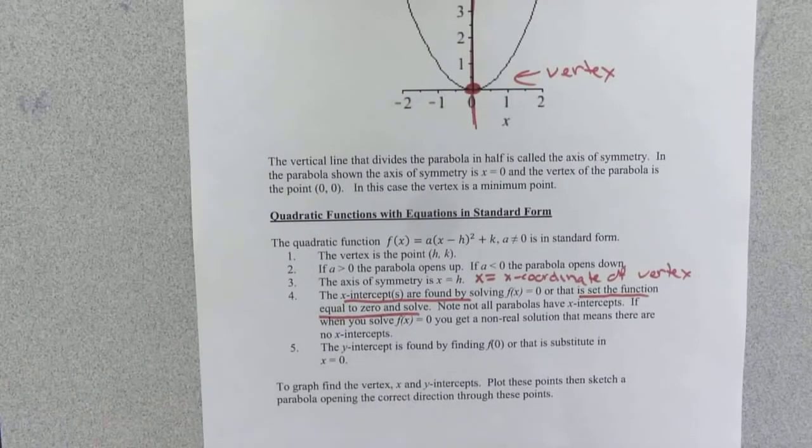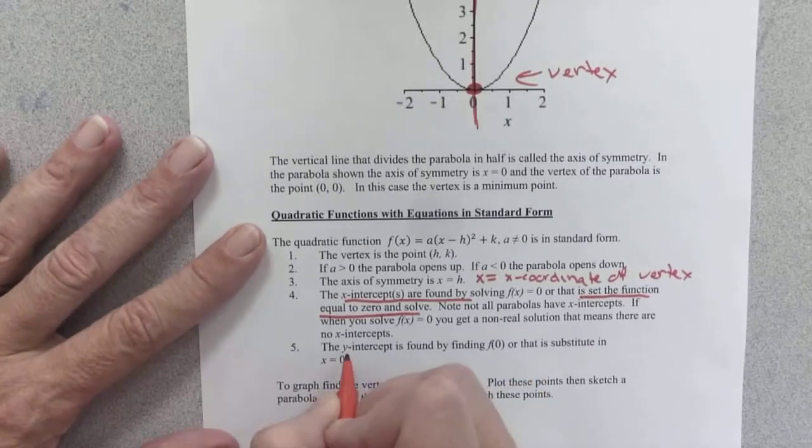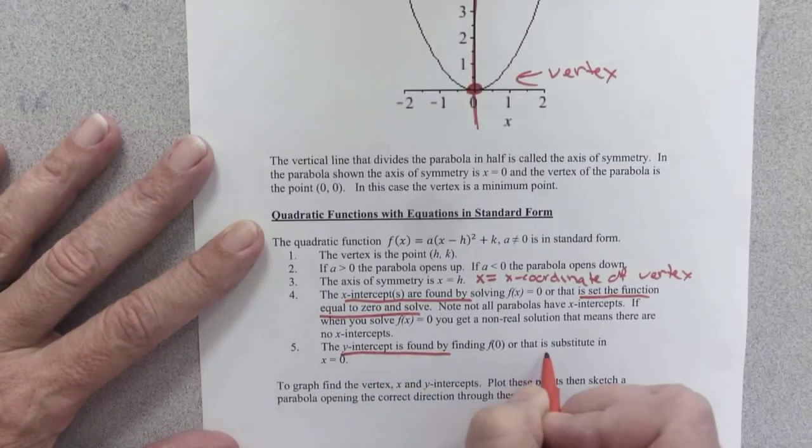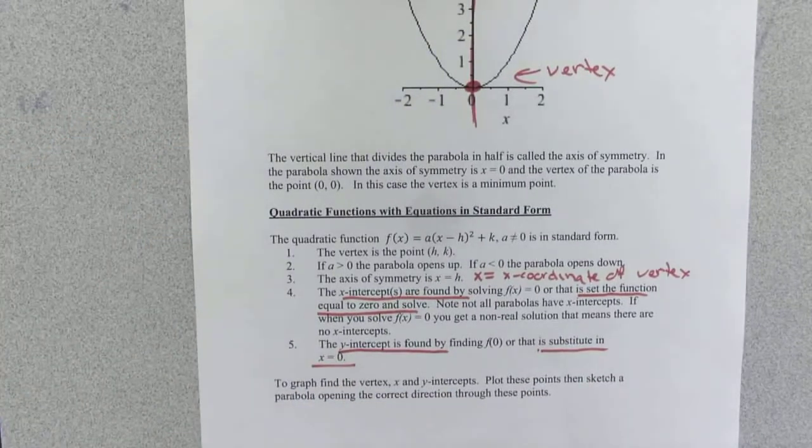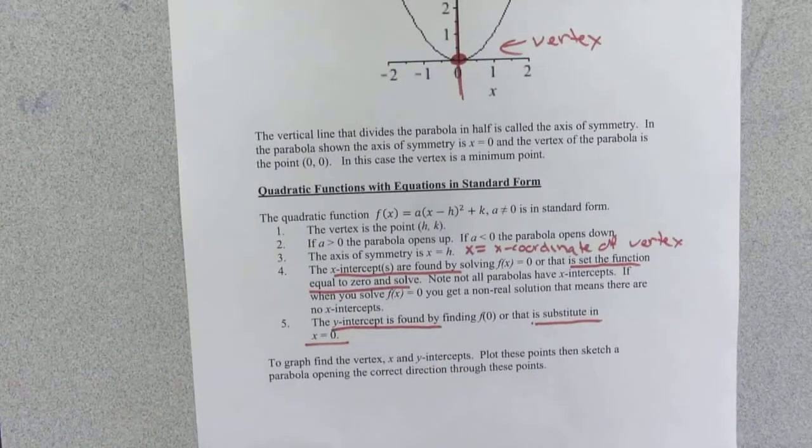And lastly, the y-intercept is found by finding f of 0, or that is by substituting in x equal 0. So there are the things we need to remember. To graph, find the vertex, x and y intercept, plot these points, and then sketch a parabola in the correct direction through these points. And so let's use these facts now.